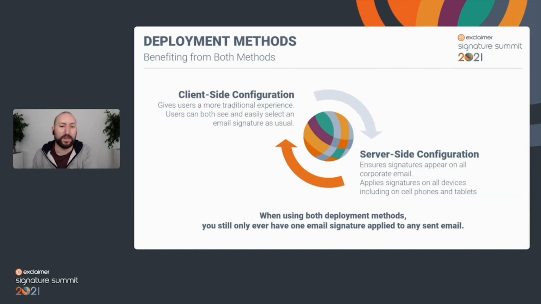But server-side is still there, and it's running in the mail route and ensuring that the corporate email signature is always on an email. And that includes cell phones and tablets and those types of devices. What's good here is that through deduplication, you will only ever have one email signature applied to any sent email. Server-side will only add an email signature when it is necessary to do so.